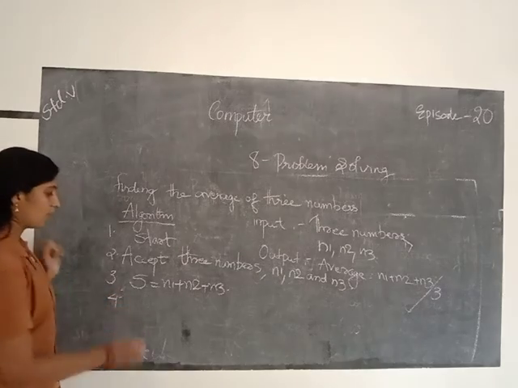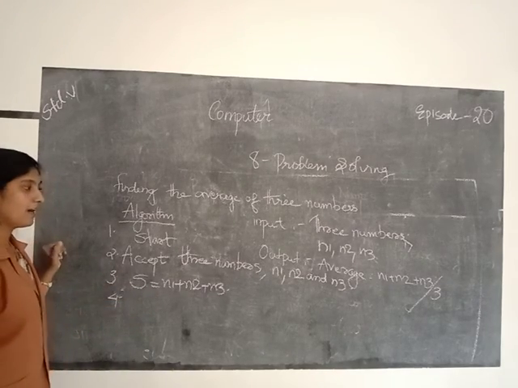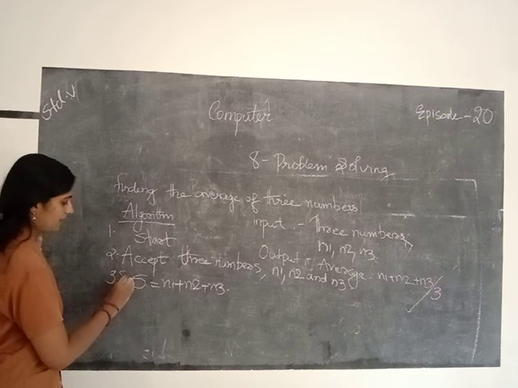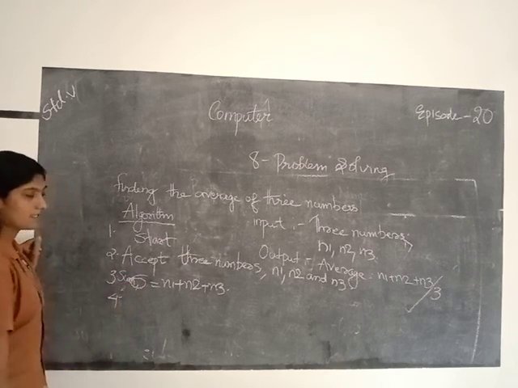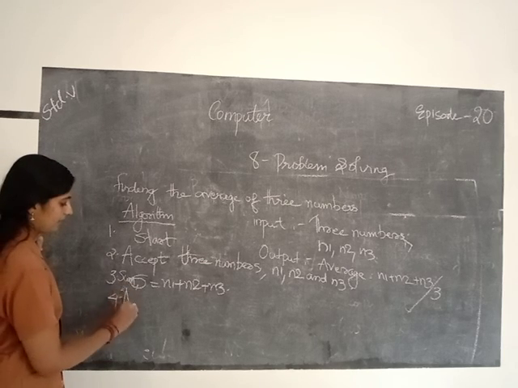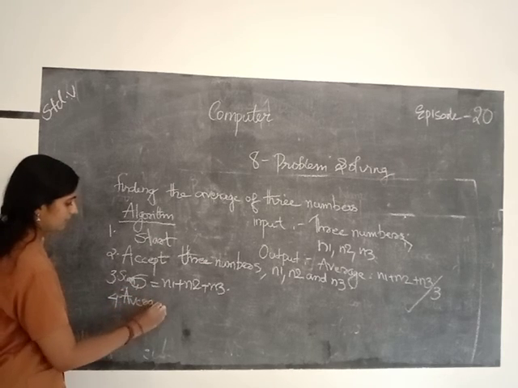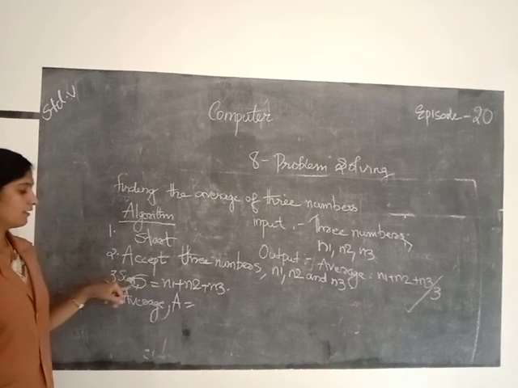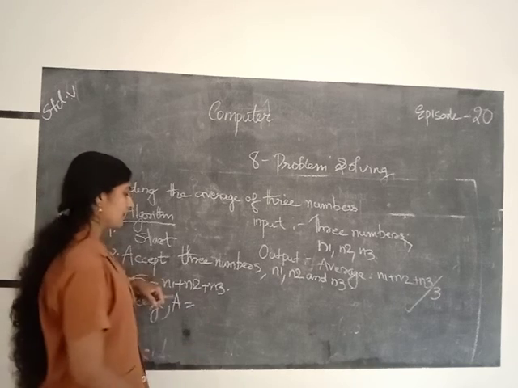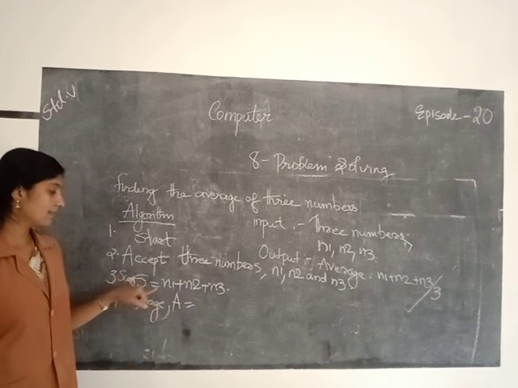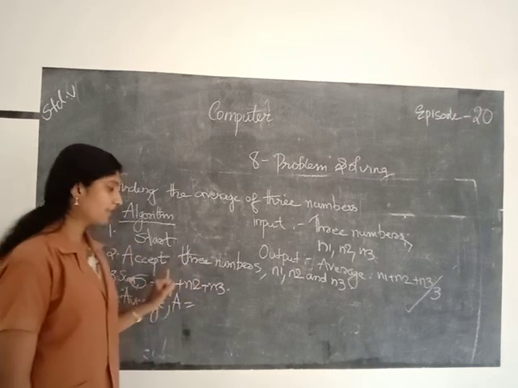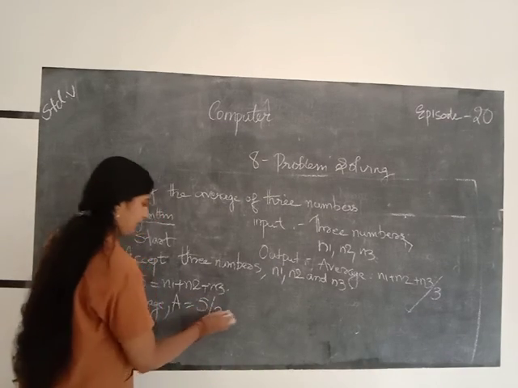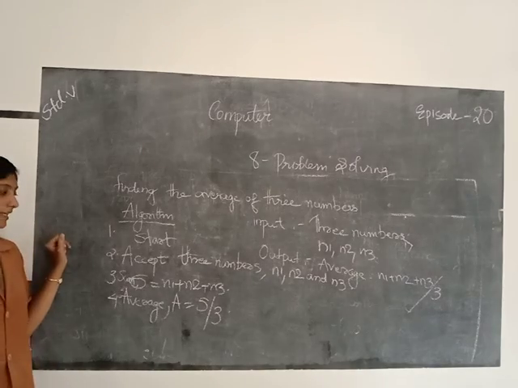Then next step, now we calculated the sum. After that we have to find out the average. So here sum s equal to n1 plus n2 plus n3. Then average, comma, a equal to... because the sum of three values is stored in the variable s, so a equal to s by 3.